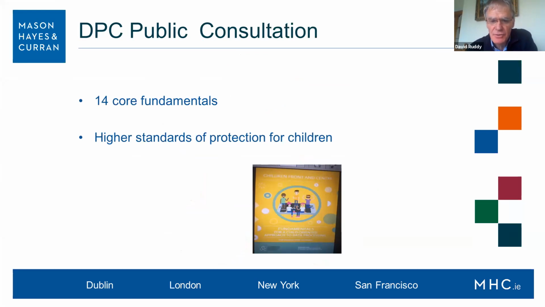I'd like to alert you to a new publication by the Data Protection Commission, which they published in December, and it's entitled Children Front and Centre. It comes up with 14 core fundamentals or rights they feel students should have when interacting with online companies, but there may also be implications for schools. The whole idea is to afford young people higher standards of protection, and that there is a right of students to access personal data and to give or not to give consent independent of the parents.